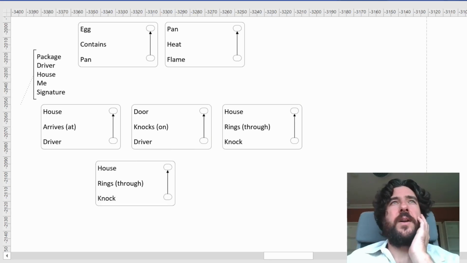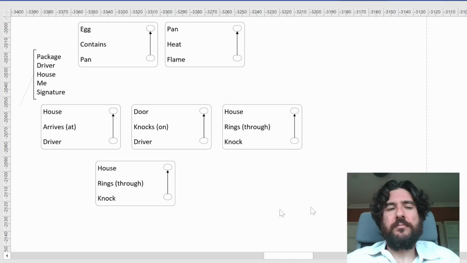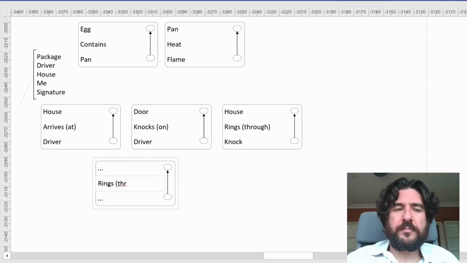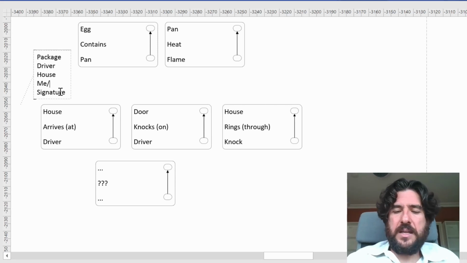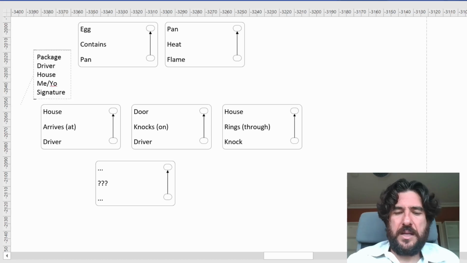Okay. Now this one's quite interesting. I'm going to have to think about this here. So the knock rings through the house, and what is the modification on me or you if you're sitting at home? And again, you might want to pause this and think about this. Put some spaces in here. What's happening here? Okay, so let's change this from me. I'll put me / you / homeowner. That way we can get, or maybe, actually let's just leave it as me or you. Okay. So what happens?